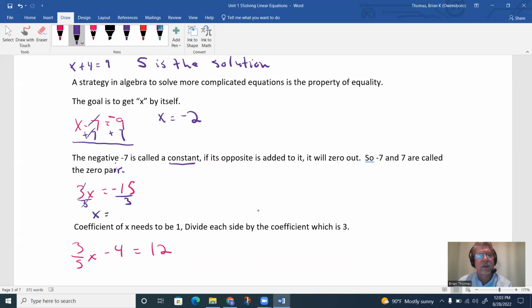And negative 15 divided by 3, notice that 3 does go into 15 5 times. And since there's one negative, that will keep it negative. So negative 5 times 3 does give me negative 15. That does check out. So the negative 5 here would be called the solution to this equation.